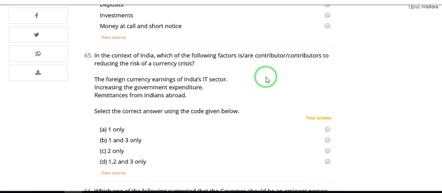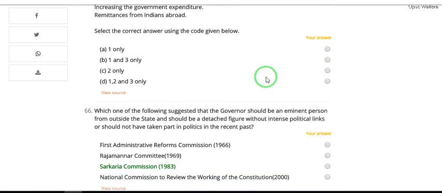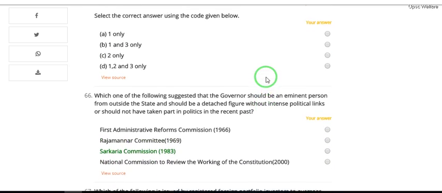Now 65: in the context of India, which of the following factors contribute to reducing the risk of a currency crisis? Only one, increasing government expenditure, is not reducing the risk of a currency crisis, as we know. But remittances from abroad, and the first option, the foreign currency earnings of India's IT sector, these reduce it. So 1 and 3 I will go with here. So B will be the answer.